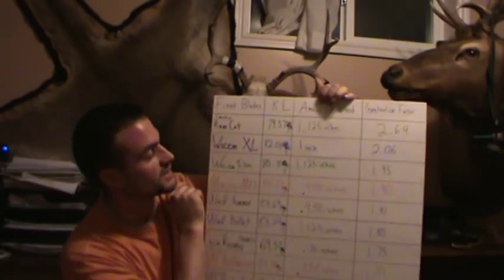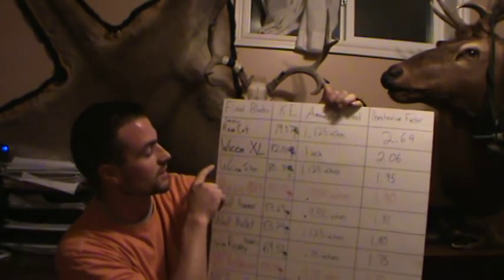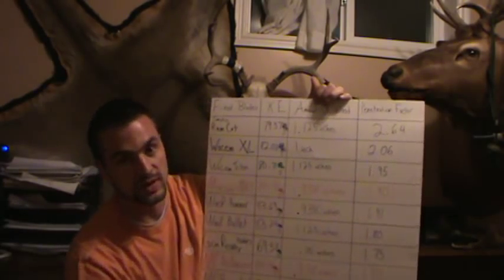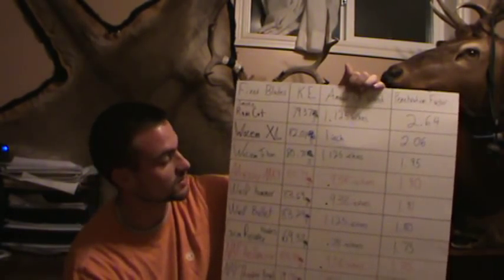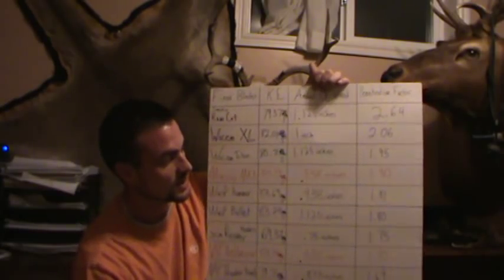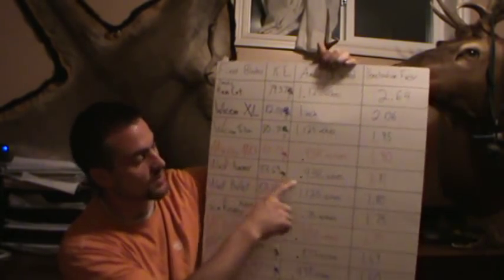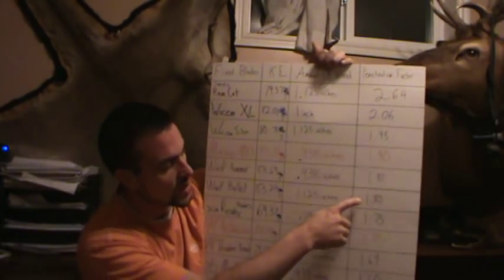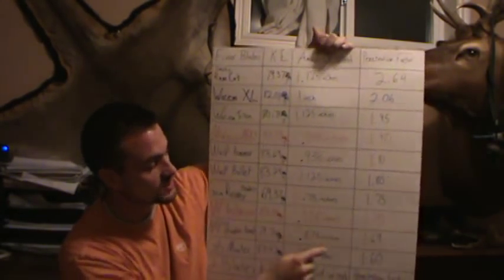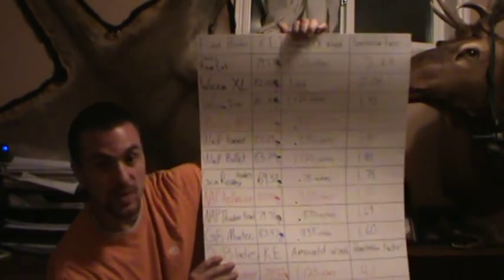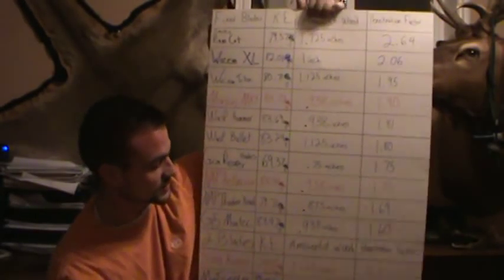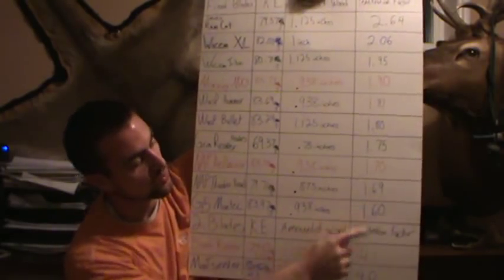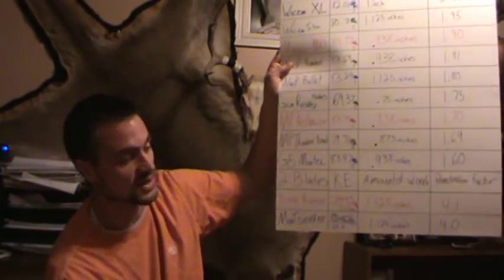Next we have the Wacom XL with a 2.06, then the Wacom Triton 1.95. Then we have the Muzzy MX3, pretty standard broadhead. A lot of people use those. I've used those, with a 1.90. The Wasp Hammer with a 1.81. Wasp Bullet 1.80. Grim Reaper Hades with a 1.75. The Nap Hellraiser with a 1.70. Nap Thunderhead with a 1.69. G5 Montec 1.6.